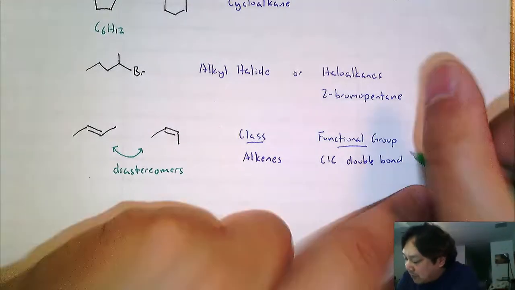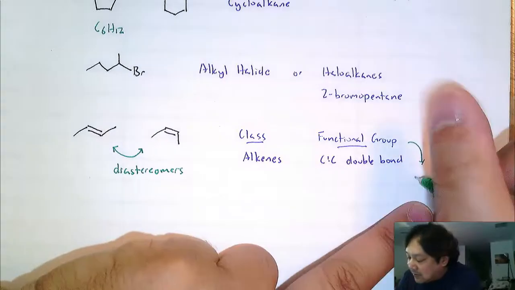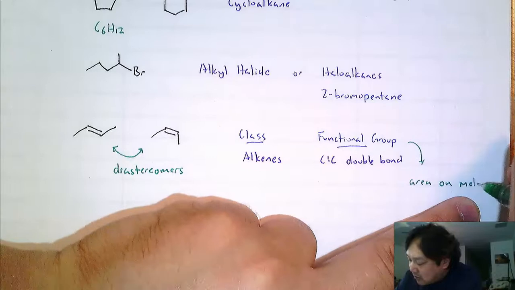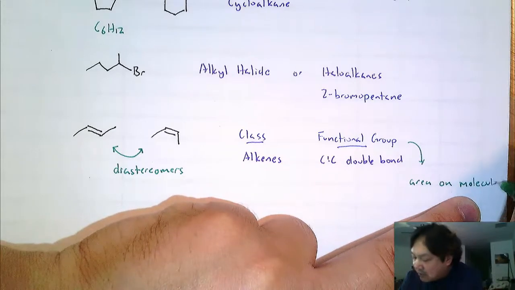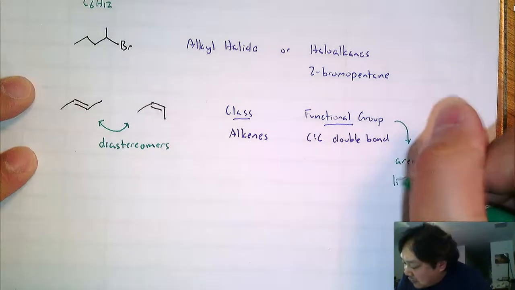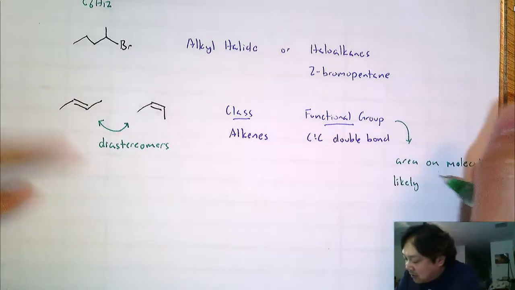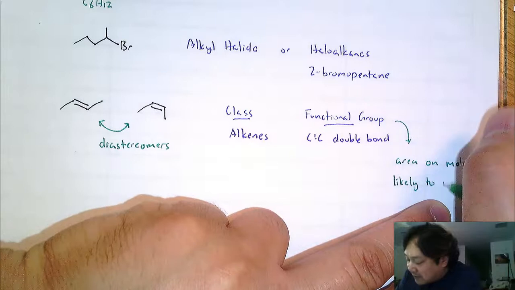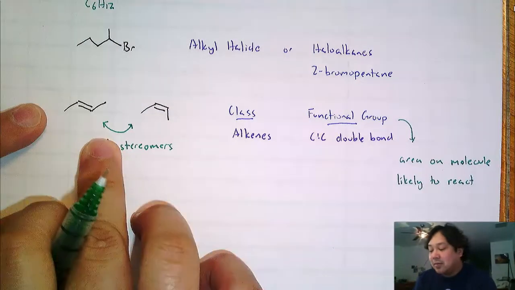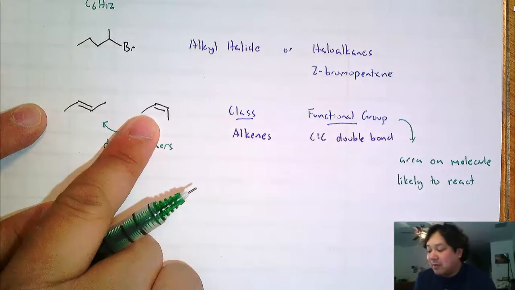Now, the functional group technically is an area on the molecule likely to react. If there's a reaction happening on an alkene, most likely it's going to happen at the carbon-carbon double bond.